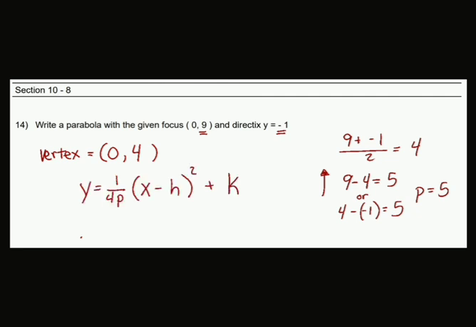We're dealing with a parabola that is going up and is based off of y. So y equals 1 over 4p times (x minus h) squared plus k, where p is the distance from the focus to the vertex, and h is the x value of the vertex, and k is the y value of the vertex. I plug in the values. 4 times 5 is 20. H is 0 and K is 4. And I'd probably just leave it here. That way I don't screw up when I try to simplify things.